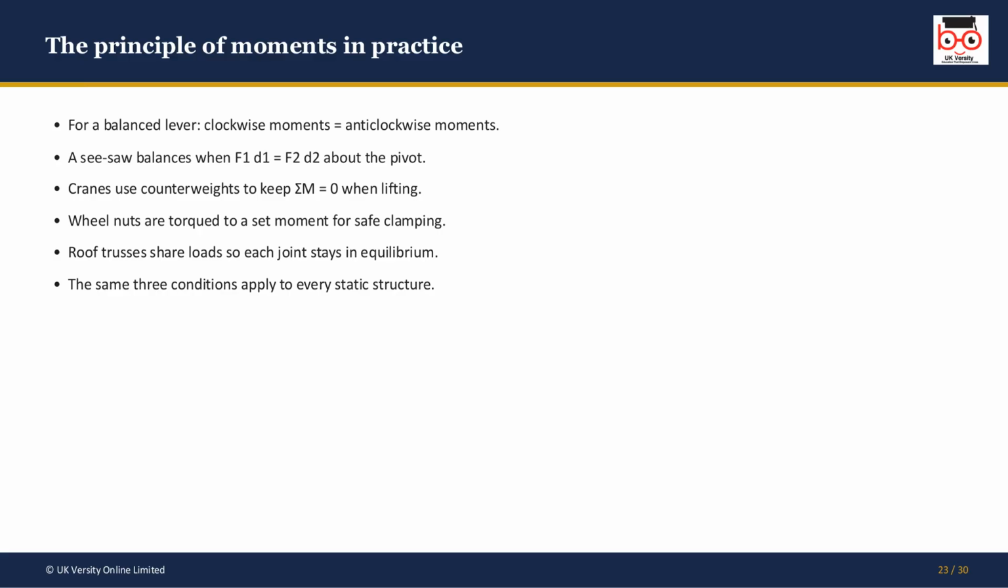On a balanced lever, the clockwise moments equal the anti-clockwise ones, so a seesaw balances when one force times its distance matches the other force times its distance. Cranes carry counterweights to keep the moments summing to 0 as they lift. Wheel nuts are tightened to a set torque, so they clamp safely. And roof trusses share their loads so that every joint stays in equilibrium. It's the same three conditions doing the work in every single case.